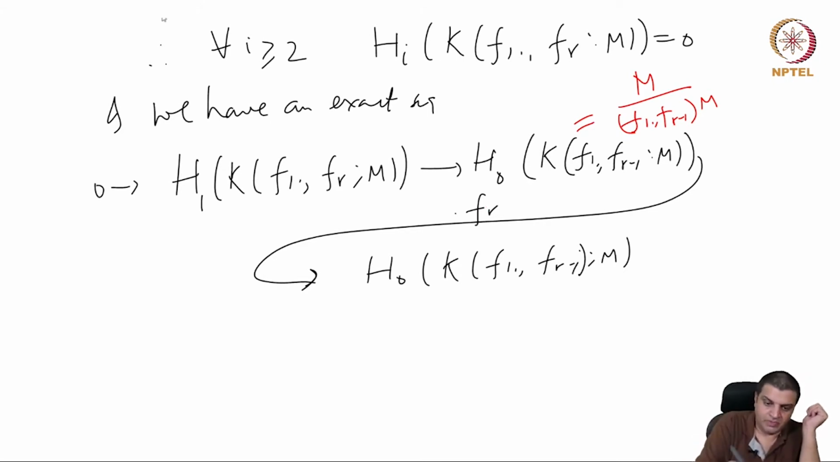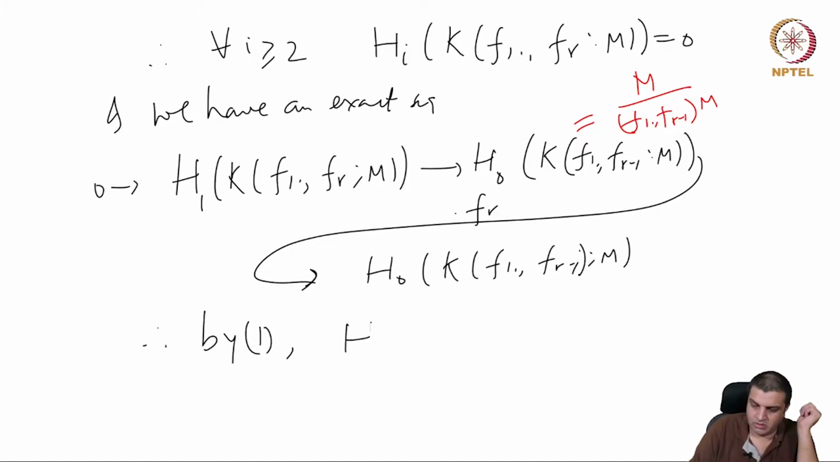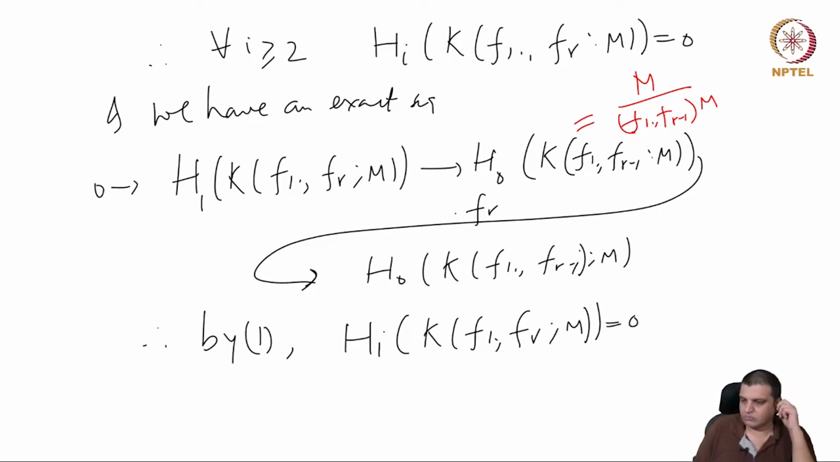Therefore, by 1, sorry, I mean this is same as this. This is injective. Therefore, by 1, H1 of K, F1 through FR, M is also 0. The other things we have already checked. Okay. So this is the one direction of the proof.